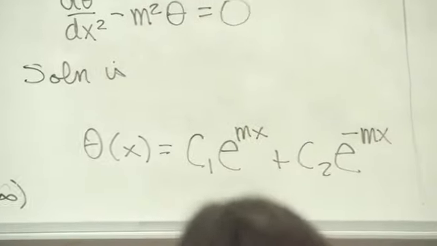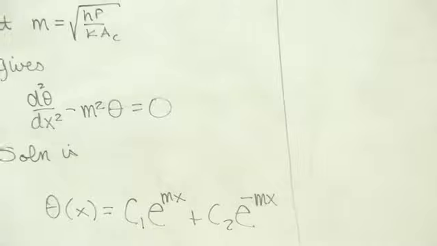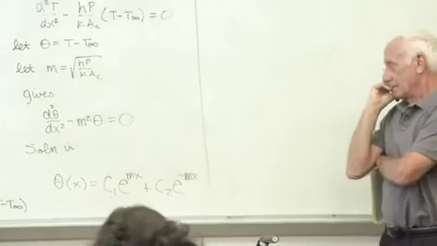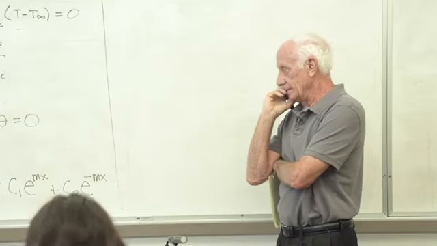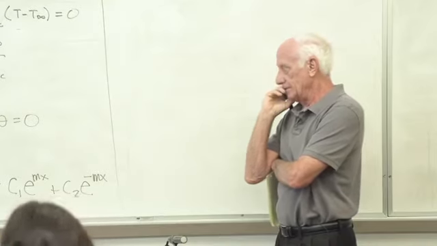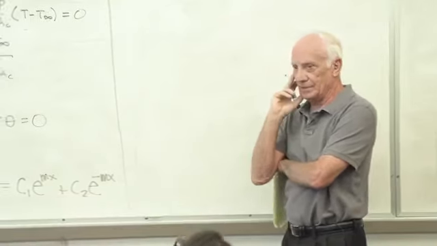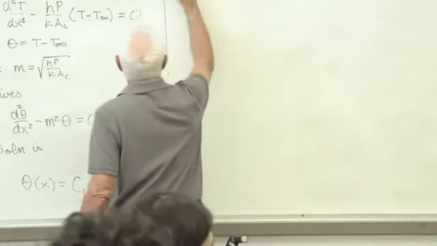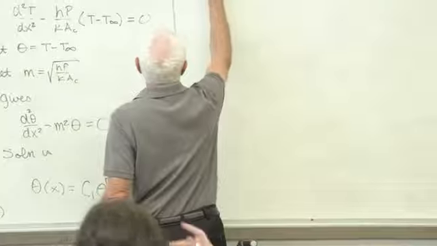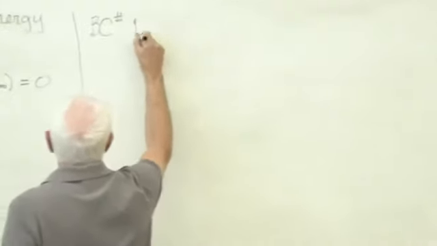Now, we know the story again. That's the governing differential equation. We want the solution of that. We've got to find C1 and C2. There's two constants of integration. We need two boundary conditions, two BCs. So, BC number 1. That's the easy one. At x equals 0, the temperature of the fin is the base temperature.